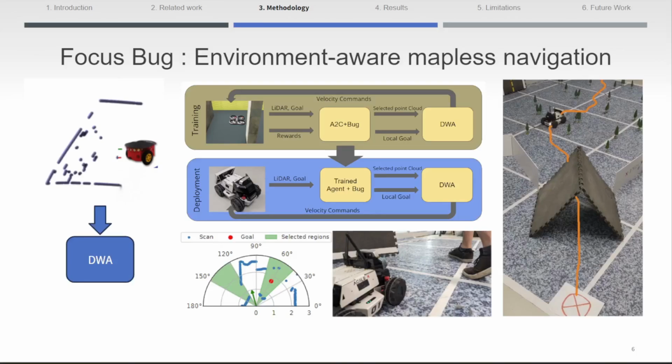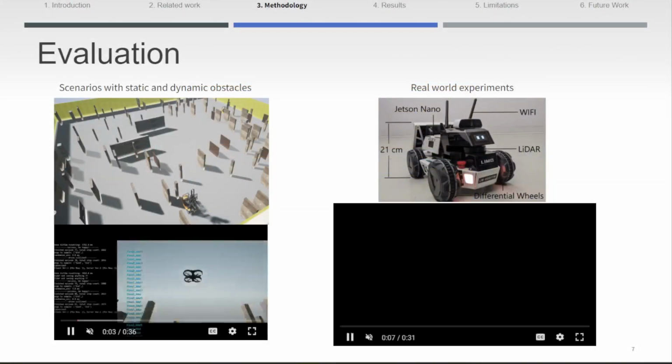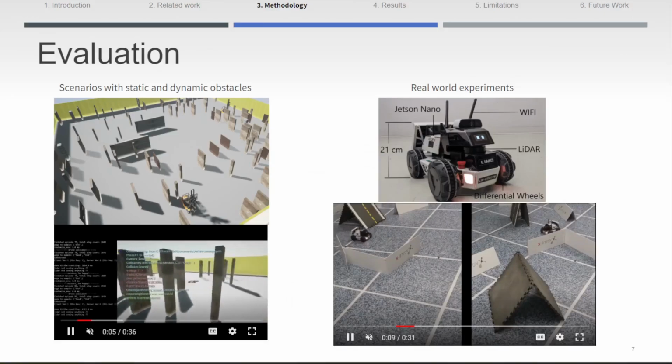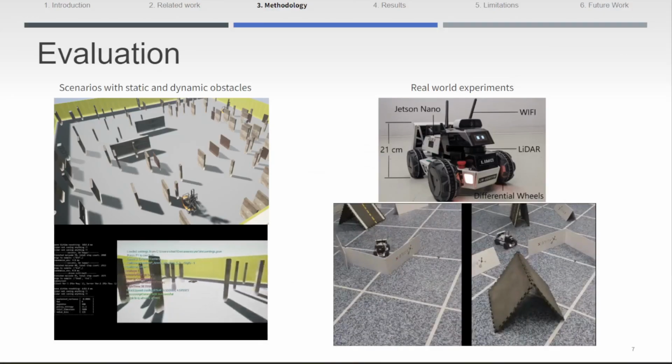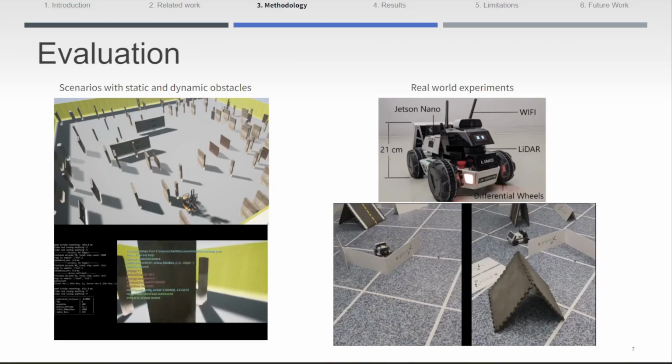We train the agent to learn to select subsets of range data in dynamic environments in the AirSim simulator. We then deploy the agent on a small rover to perform real-world experiments with scenarios containing static and dynamic obstacles. We evaluate FocusBug in a simulated scenario as well as in real-world experiments on a small rover to demonstrate it can generalize to unseen environments.